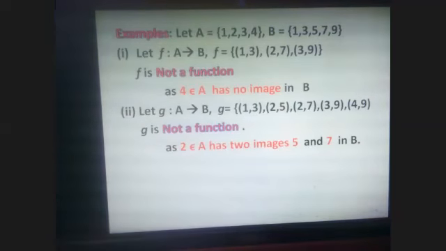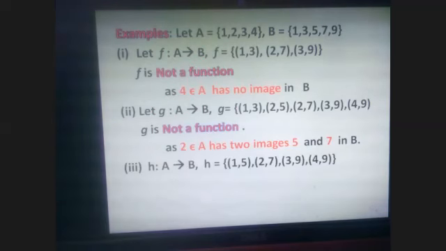This is not possible. Two things are forbidden while we consider a function. One, first of all, there shall be no element in A having no image in B. Every element of A must have an image. And second, no element can have more than one image. Every element must have only one image. Two images not possible. Now let us take another one.